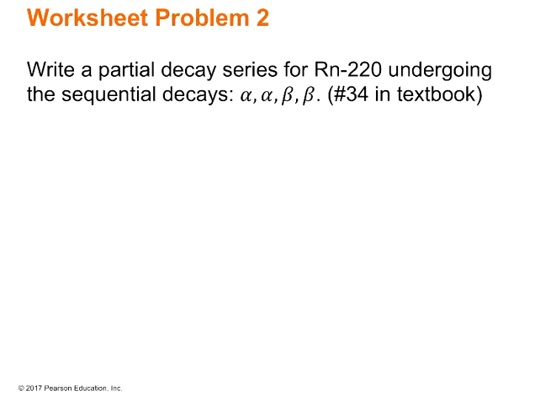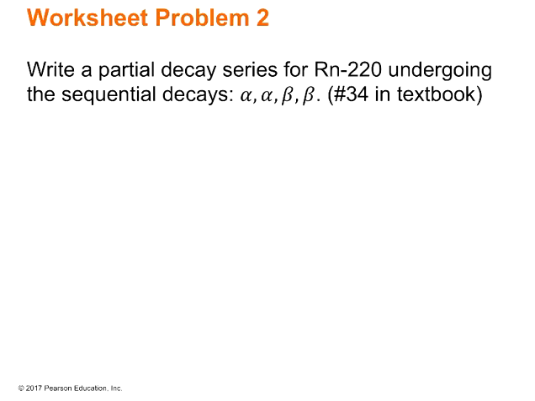So let's write a partial decay series for radon 220. And we're already told that it starts with an alpha decay, followed by another alpha decay, and then a beta decay, and then another beta decay. Now this is just a partial series, it's not the full decay series, so the isotope we end up with here might still be radioactive.